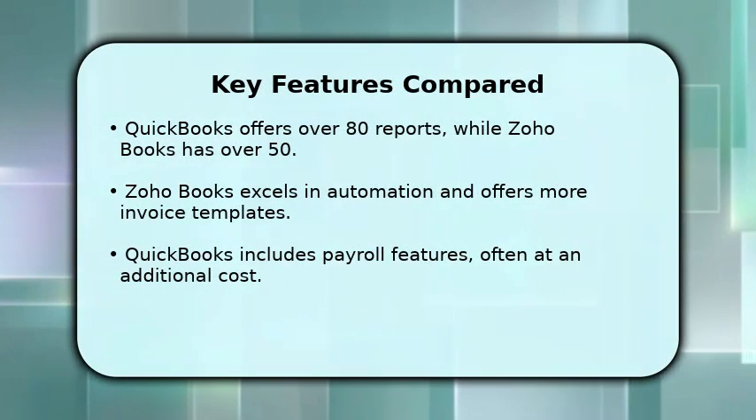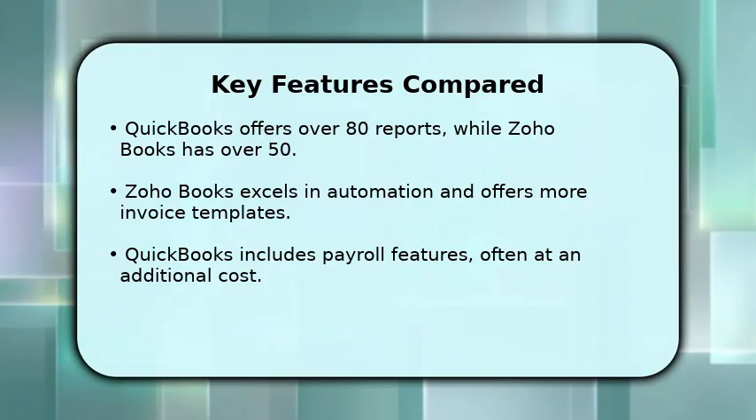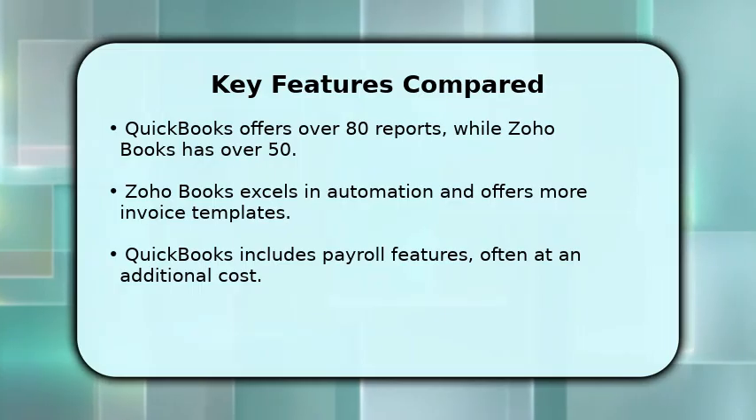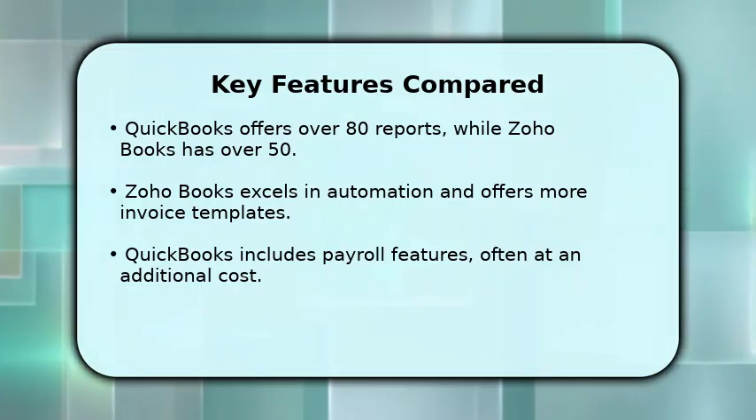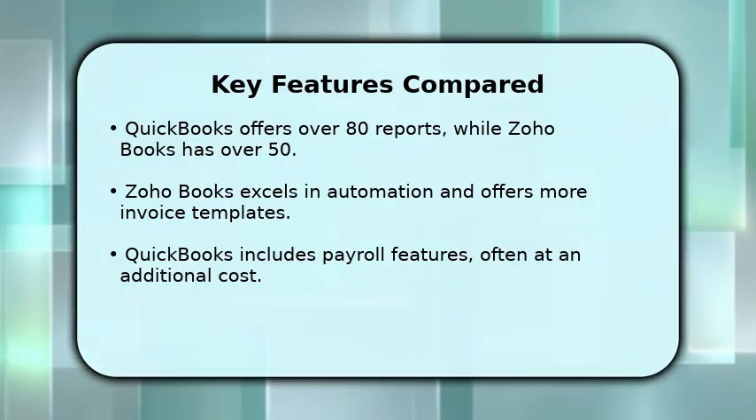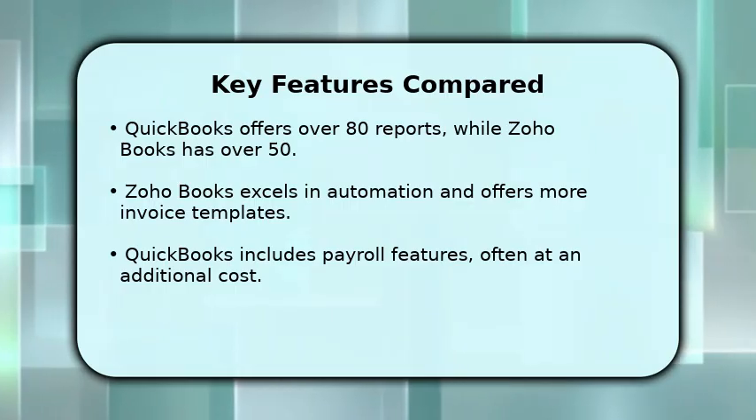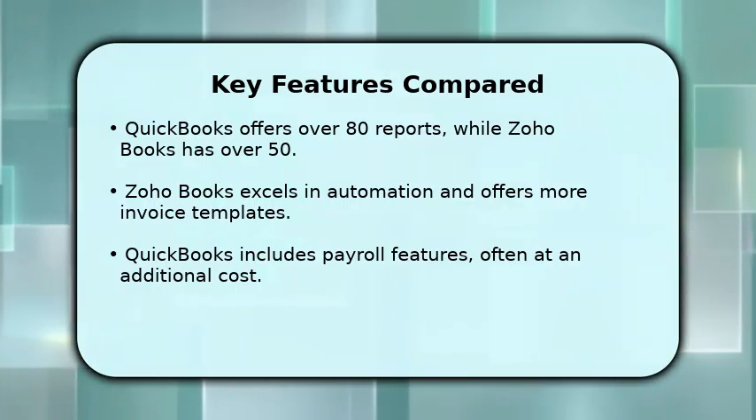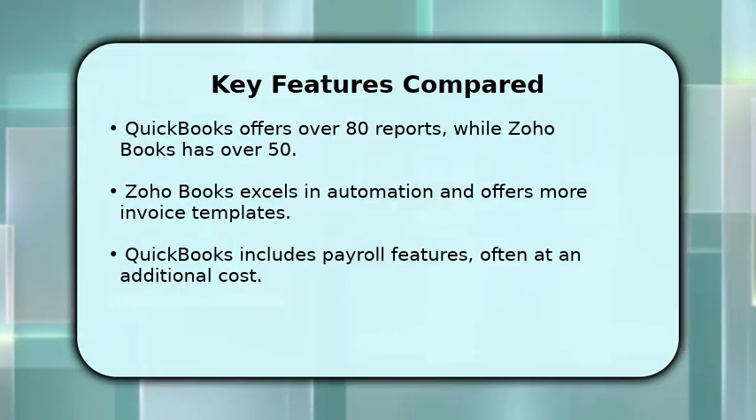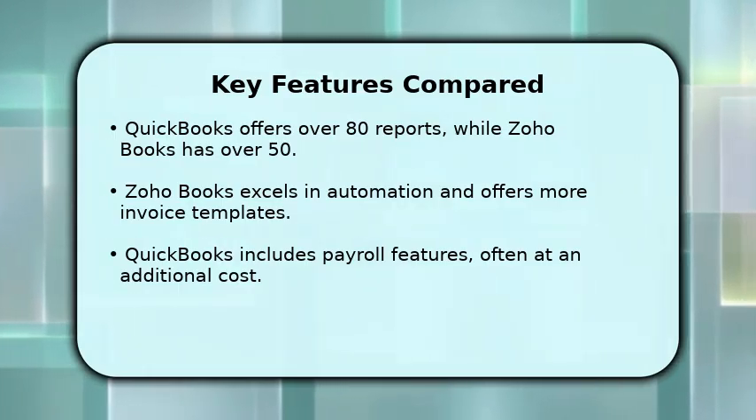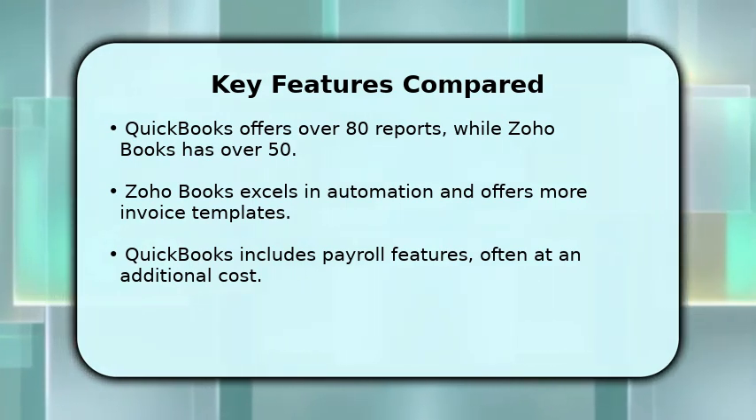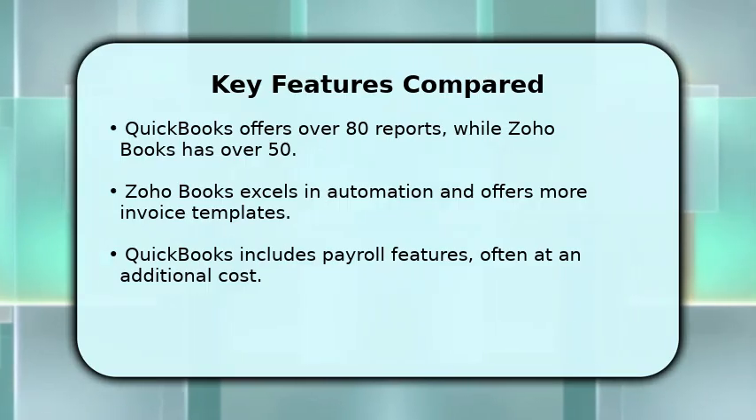When looking at key features, QuickBooks generally provides a wider array of reporting options, with over 80 available, which is beneficial for detailed financial analysis. Zoho Books, however, stands out with its automation capabilities and offers more invoice templates, up to 18, compared to QuickBooks' 6. For payroll, QuickBooks offers integrated solutions, though these often come with an extra fee, while Zoho Books relies on integrations with other payroll services.